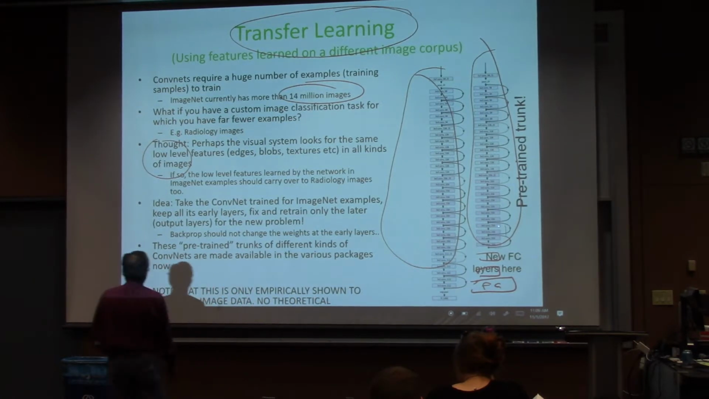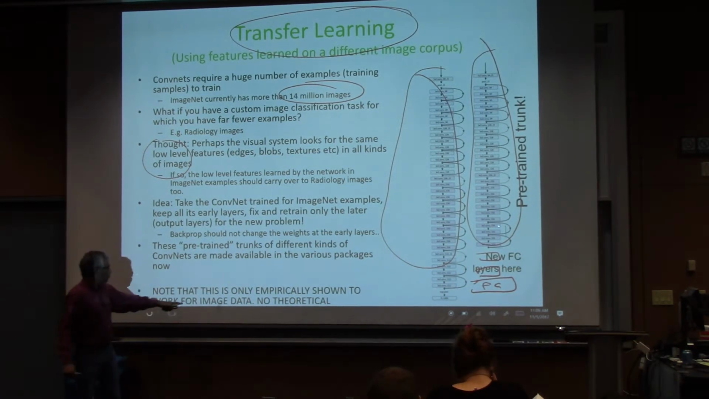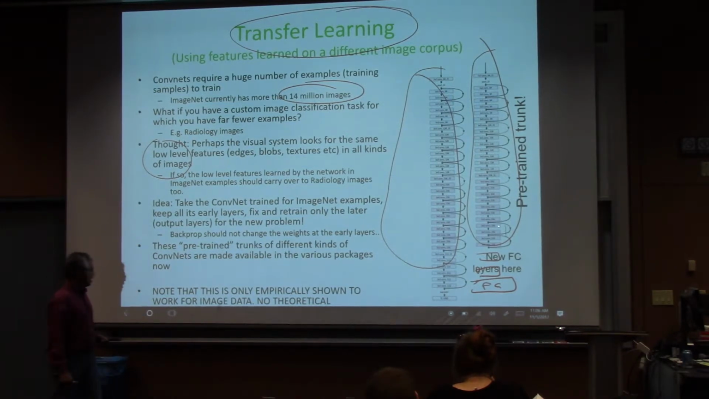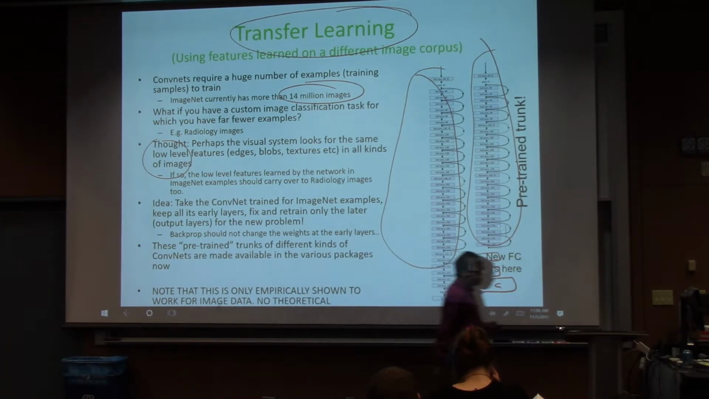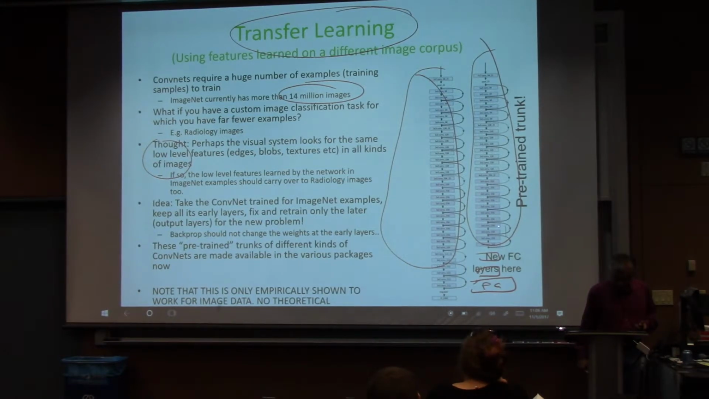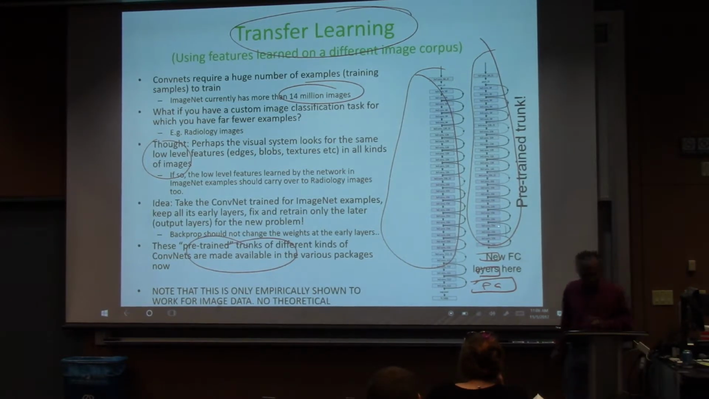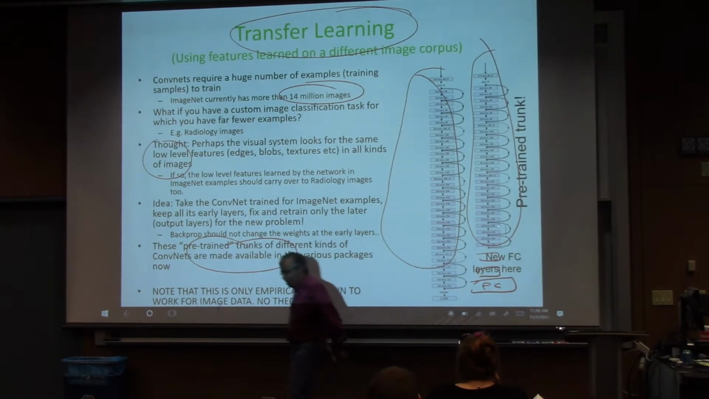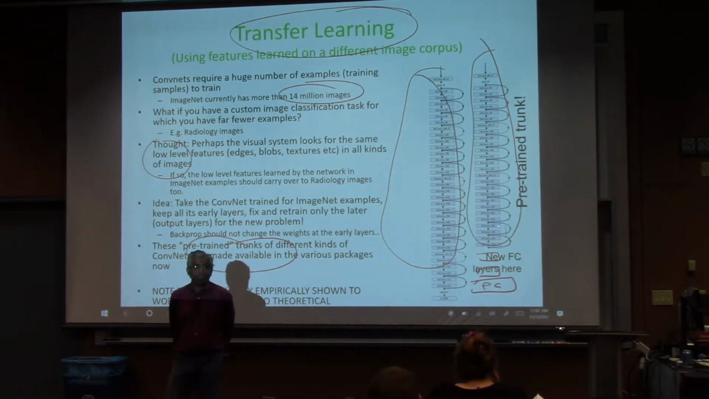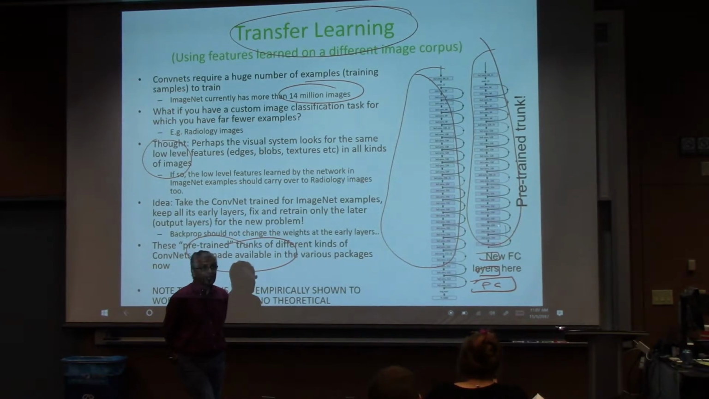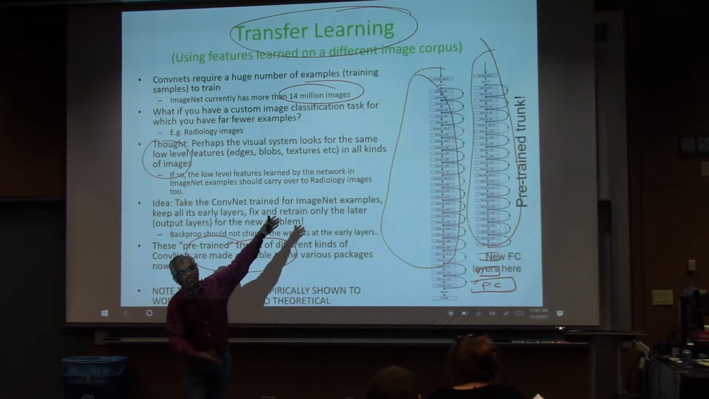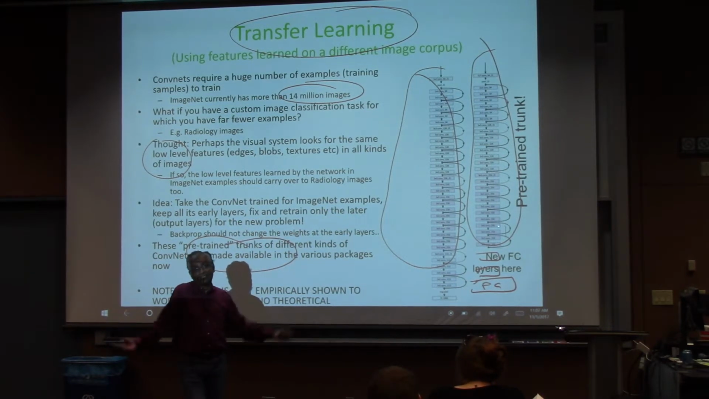But it's a good idea. So note that this is only empirically shown to work for image data, and there is no theoretical proof, actually. In fact, pre-trained trunks for different kinds of convnets are available right now, and this is basically the reason why a large number of people can now start machine learning startups. They say, oh, you have 15 images of some particular kind? Fine, we'll just take some pre-trained trunk, add your 15 images at the bottom, and just train a few parameters, and we'll say we have built deep learning.